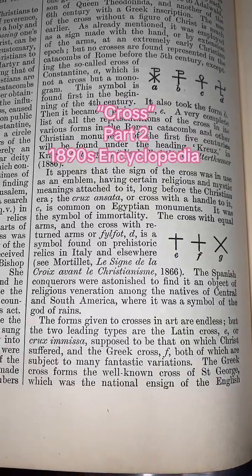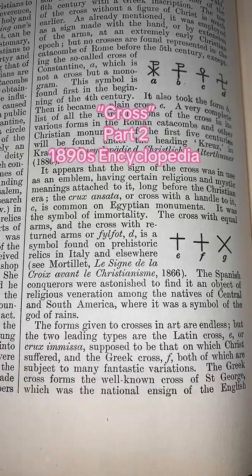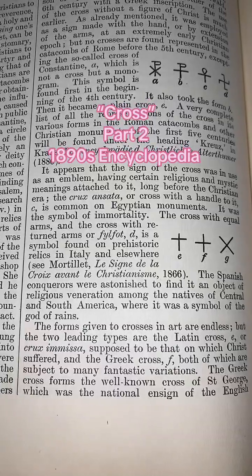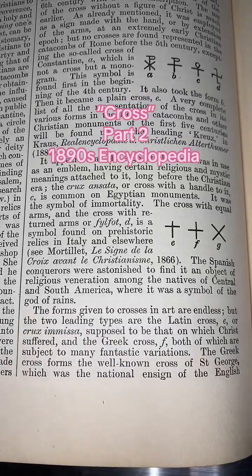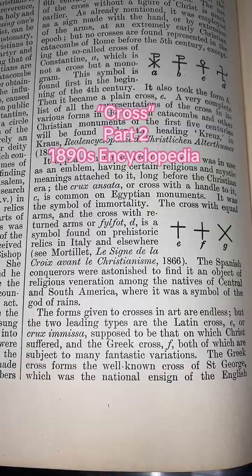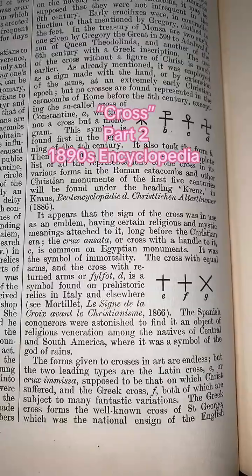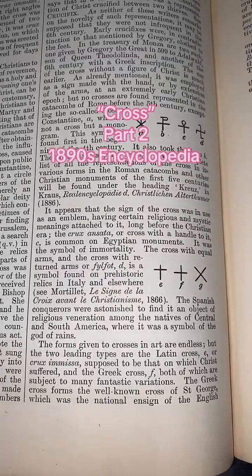The Spanish conquerors were astonished to find it an object of religious veneration among the natives of Central and South America, where it was a symbol of the god of rains. The god of rains. Ooh, my dyslexia is coming in strong.